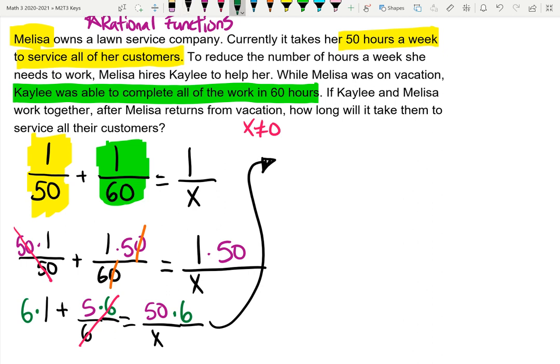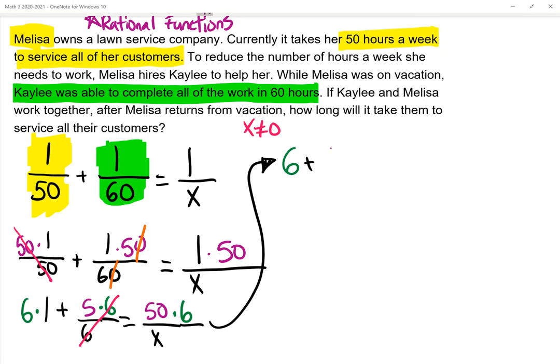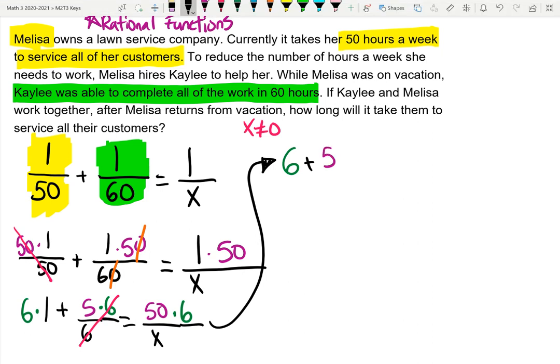And 6 times 1 is going to result in 6 plus 5 equals 50 times 6. I'm going to ask myself, what is 50 times 6? And that's going to be 300 over x. I see an opportunity to combine like terms. I know that 6 and 5 together is going to make 11 equals 300 over x.